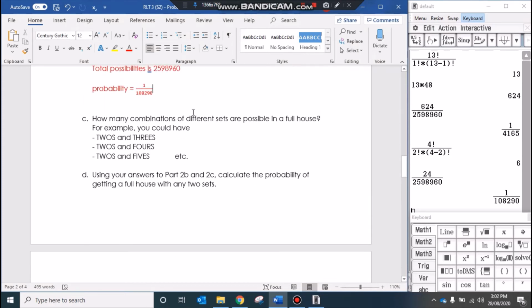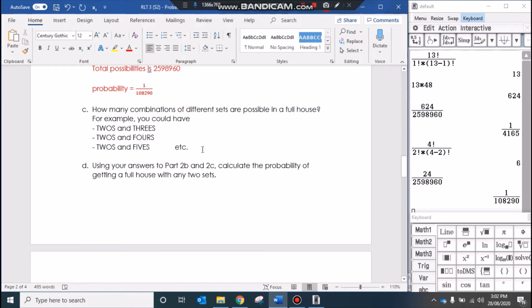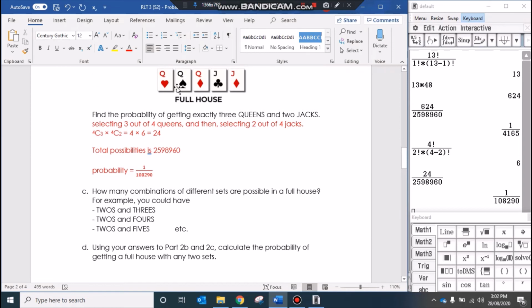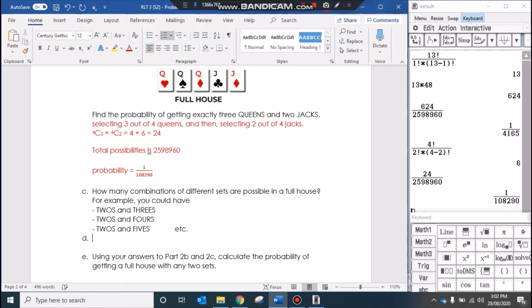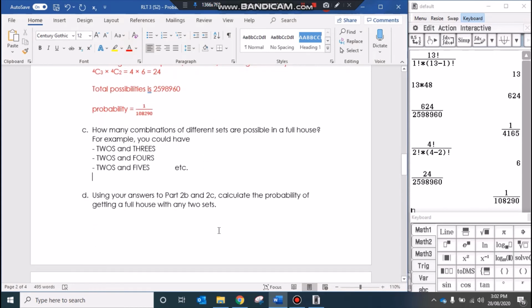All right, question C. How many combinations of different sets are possible in a full house? So what I mean by this is you could have 3 2s and 2 3s, or maybe you have 3 9s and 2 aces. So any combination of 2 sets. So this one is the trickiest one we've done so far. So how many combinations there are.